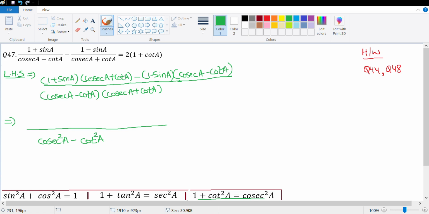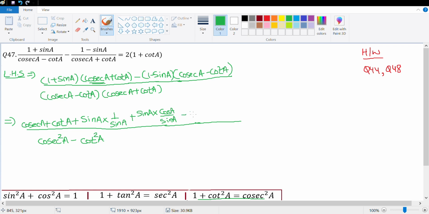Let's just open these brackets. So 1 times cosec A gives me cosec A plus 1 times cot A gives me cot A plus sin A into cosec A, which means sin A times 1 upon sin A, because I realize if I convert cosec into 1 upon sine, it'll get cancelled and my life will become simpler. Good. So the next would be plus sin A times cot A. Cot A is also cos A upon sin A. If I convert it like this, my life will become simpler. I've just finished the first part.